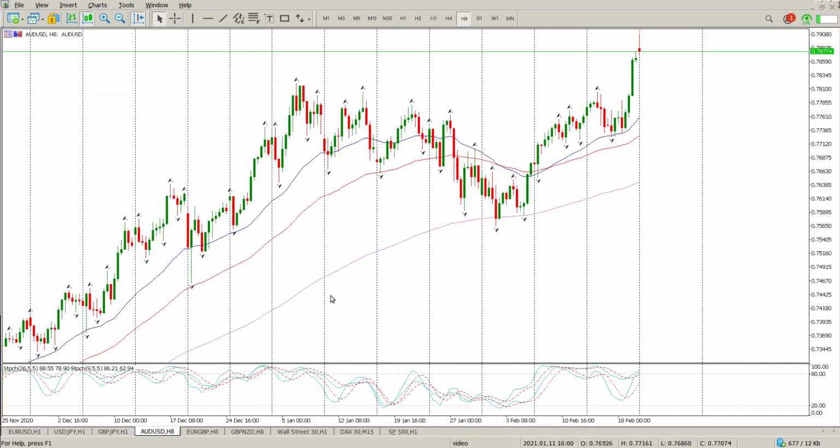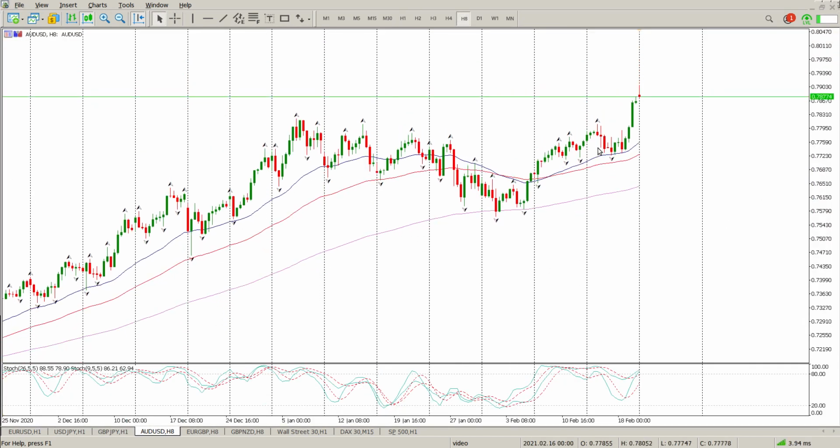Aussie dollar, US dollar, don't like this chart at all. We had a fairly strong rally going into the close of last week after sort of consolidating most of the week, but now we are busy with what looks like a shooting star right now.